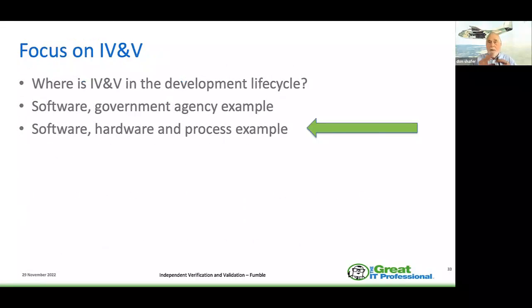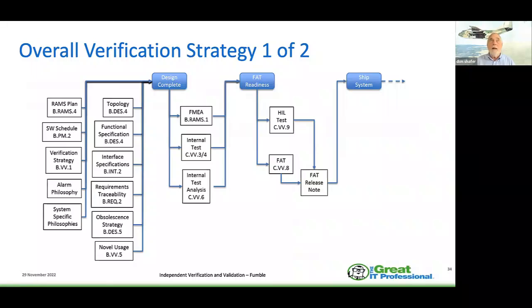So let's shift gears from this large government system to how we do hardware, software as a process example. And here, this is what we do in Athens Group. This is what we do in systems. We do overall verification strategies. We put the strategies together and look at what are the parts of independent verification and validation.